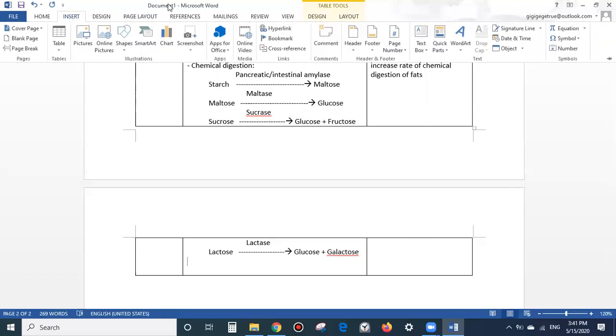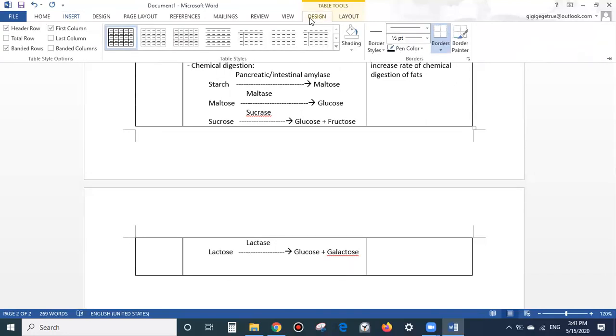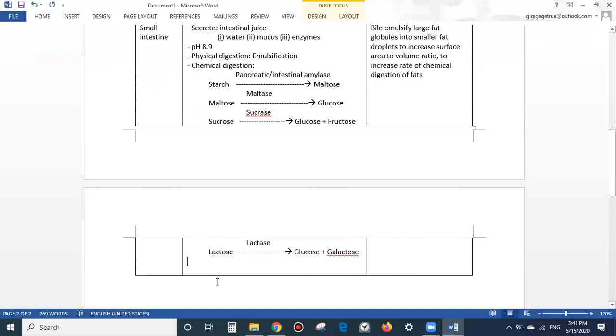Where is the thing to draw the border? I cannot draw borders.